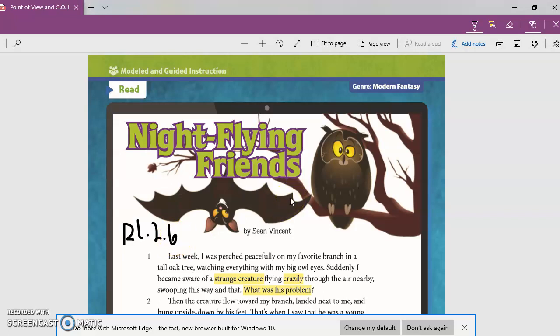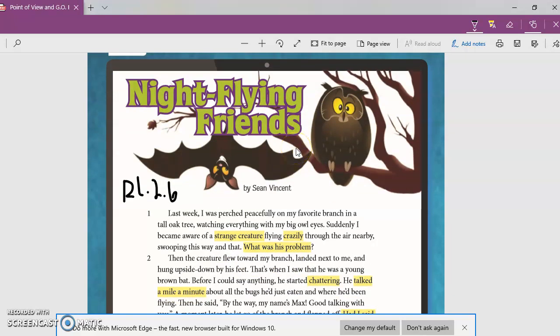Okay, so again, when we determine the point of view, we're thinking about the point of view of the characters or narrator and explaining how my point of view is same or different. And point of view is our opinion, what the characters think and feel. All right, so we're going to read and practice with the standard using the story Night Flying Friends.